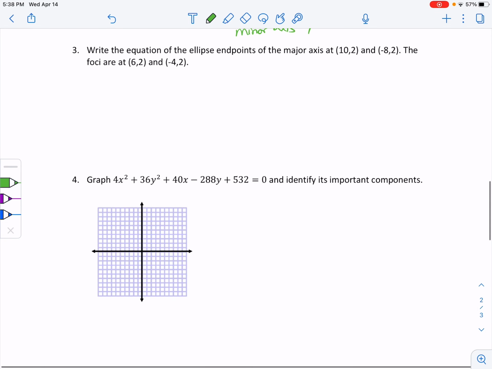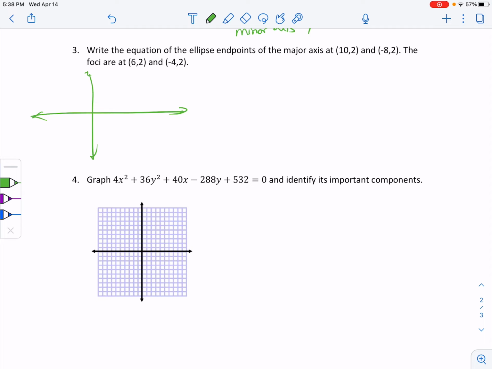All right, write an equation of the ellipse. Endpoints are at, this one I screwed up because I didn't read it correctly. All right, at 10, 2 and negative 8, 2. Those are the endpoints. The foci are at 6, 2 and negative 4, 2. So the center has to be halfway in between those. Well, that's 8, so it's right here at negative 1. And you're 5 that way and 5 that way.